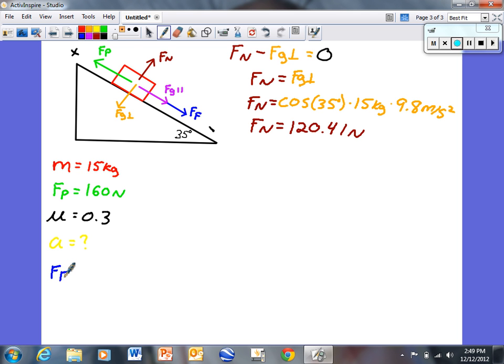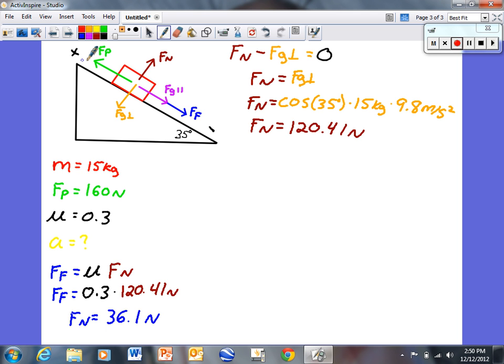Now that I have that information, I can solve for what force of friction is. I know many of you like to solve for force of friction first, before just plugging it into our equation. So the equation for that is the coefficient of friction multiplied by the normal force. And our coefficient is 0.3. And we just solved for our normal force, which is 120.41 newtons. And when we plug that into our calculator, we find that our force of friction is 36.1 newtons.